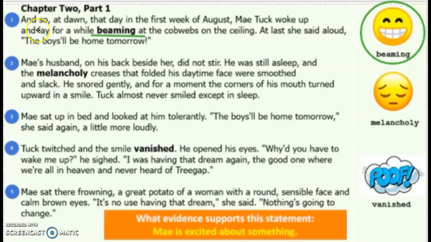And so at dawn, that day in the first week of August, May Tuck woke up and lay for a while, beaming at the cobwebs on the ceiling. "At last," she said aloud, "the boys will be home tomorrow."